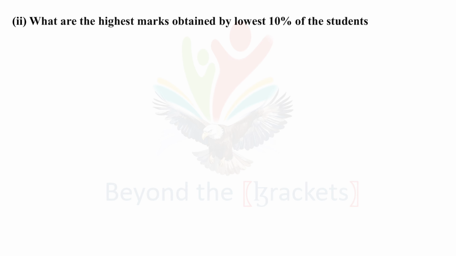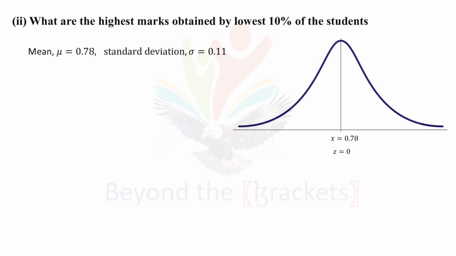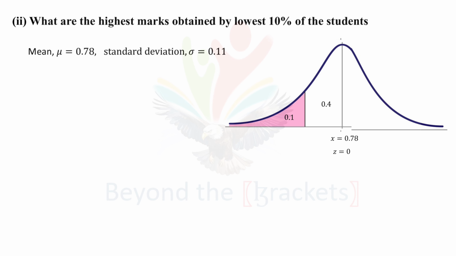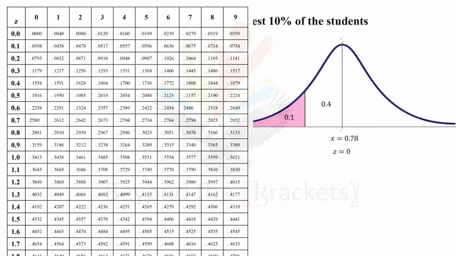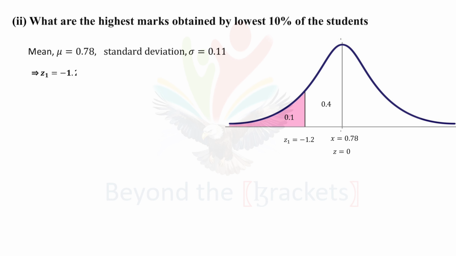In the second case, we are asked to find the highest marks obtained by the lowest 10% of the students. Lowest 10% lies to the left of the mean, which is taken as 0.1. Remaining part will be 0.5 minus 0.1, that is 0.4. The area from z is equal to 0 to z1 is 0.4. From the table, the area 0.4 corresponds to z is equal to 1.28. It is on the left side of the mean, so it will be a negative value. So z1 is equal to minus 1.28.